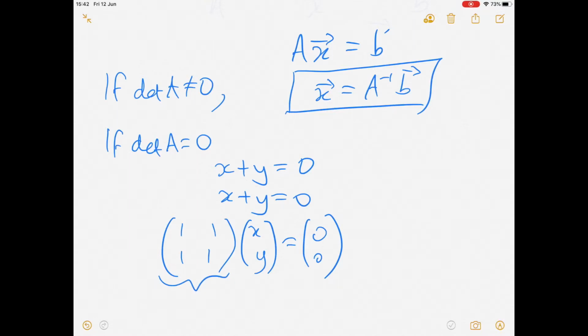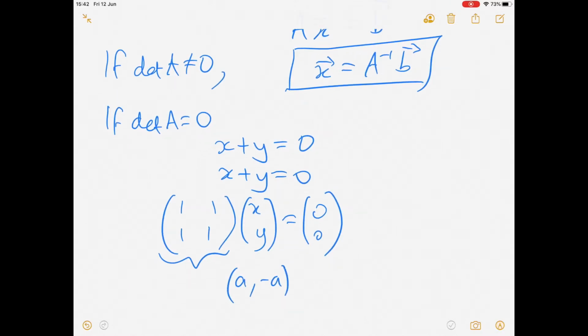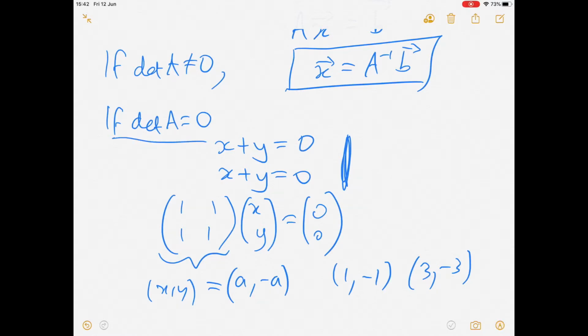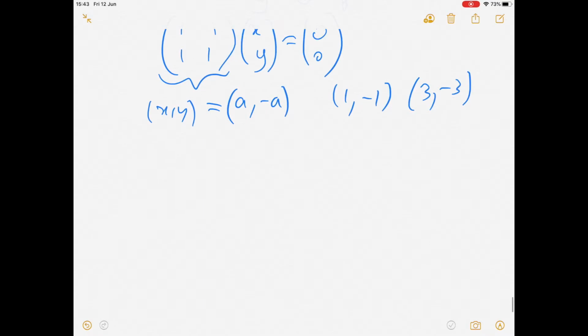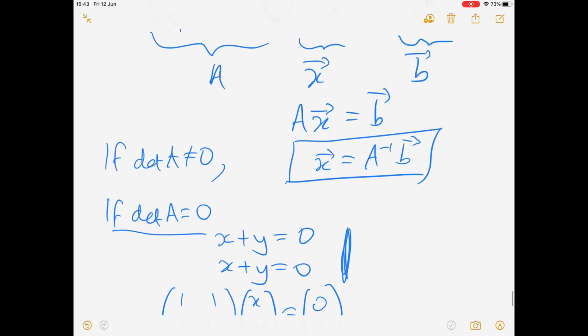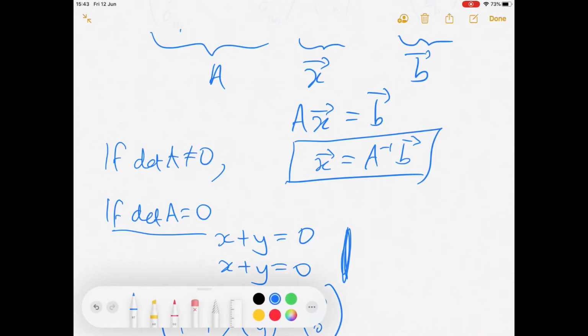So we can't apply A inverse, and of course, because the two equations are the same, we get infinitely many solutions. Every pair (a, minus a) is a solution, so things like (1, minus 1) or (3, minus 3) and so on are all solutions to this system. So the determinant of A being 0 doesn't tell you which case. It might have infinitely many solutions, it might not have any solutions at all. So it's less clear-cut.